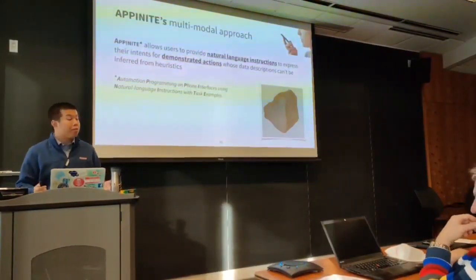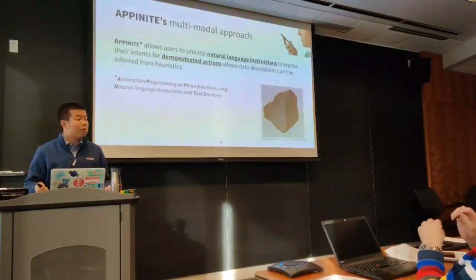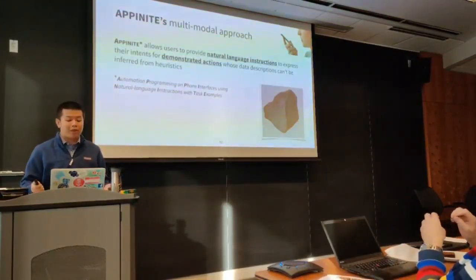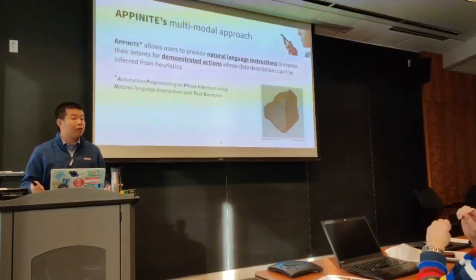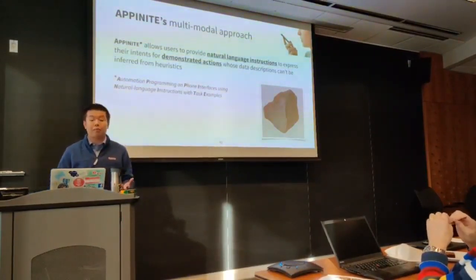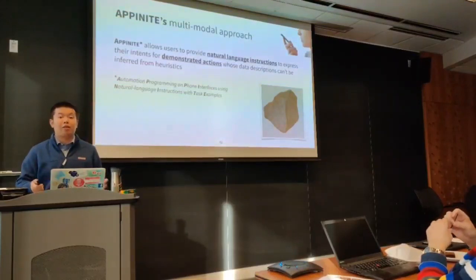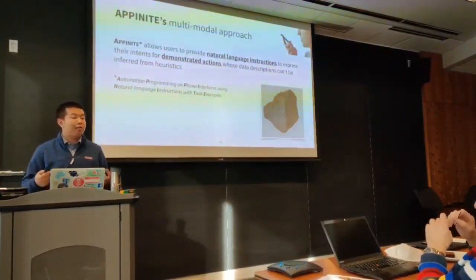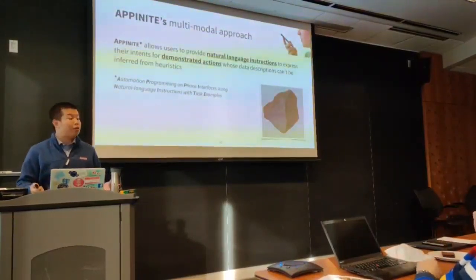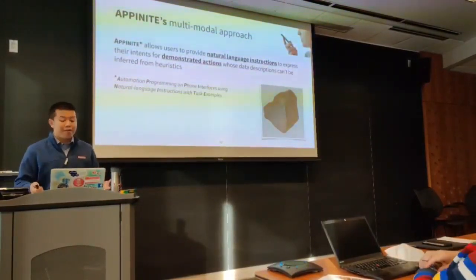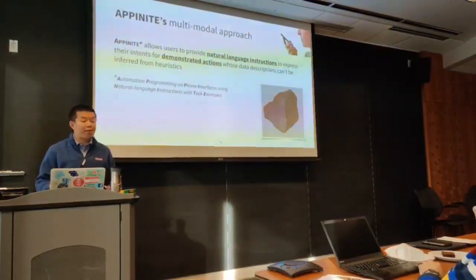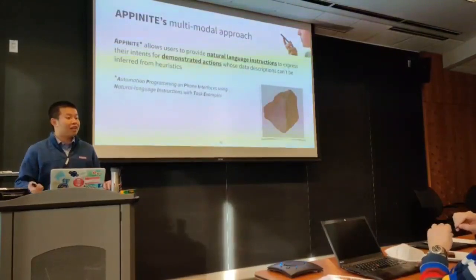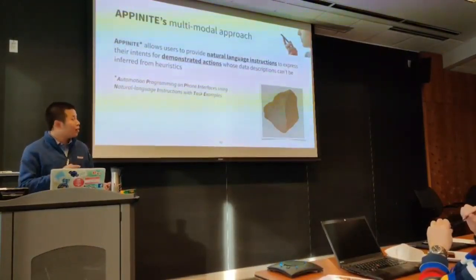We came up with a new multi-modal approach to this problem. We introduced a new interface named Appnite to enable users to provide natural language instructions to express their intentions for demonstrated actions in the context of third-party mobile apps. It can infer data descriptions for demonstrated actions from natural language instructions. It's an acronym that stands for Automation Programming on Phone Interfaces using natural language instructions with task examples, and it's named after a rock that looks like that.